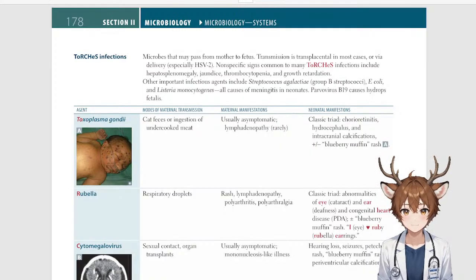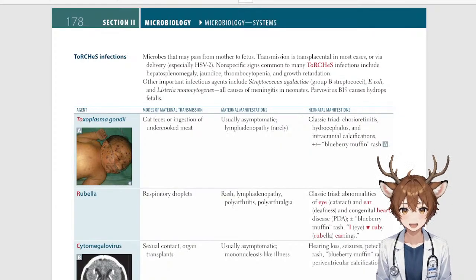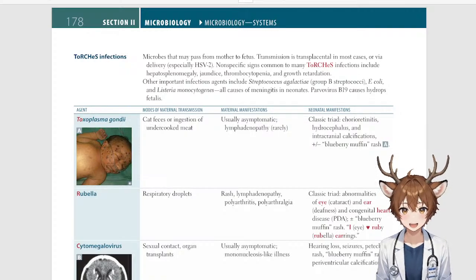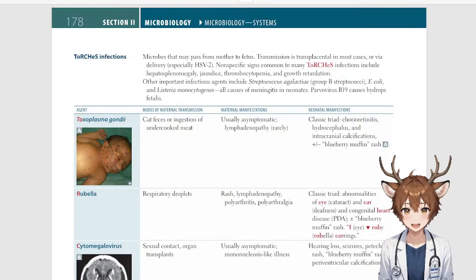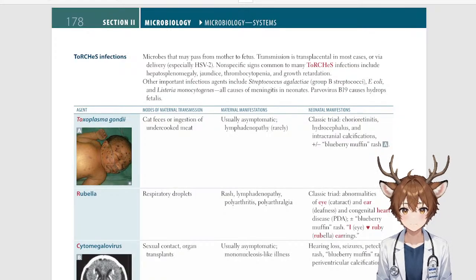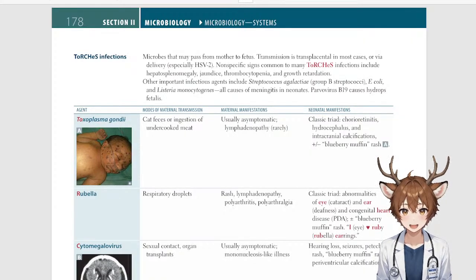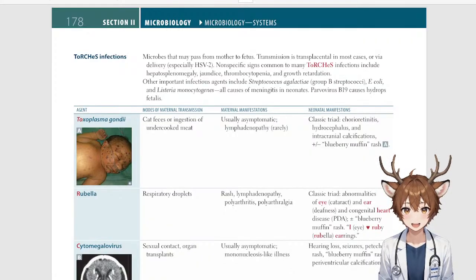Rubella. Rubella will be acquired by the mother through respiratory droplets. She might have a rash, lymphadenopathy, polyarthritis, and polyarthralgia. The child will present with a classic triad of abnormalities of the eye (cataracts), ear (deafness), and congenital heart disease (PDA), plus or minus blueberry muffin rash. There's a little mnemonic here: I love ruby, rubella, earrings. Whatever, just remember that it causes PDA, deafness, and cataracts for kids. Not fun.